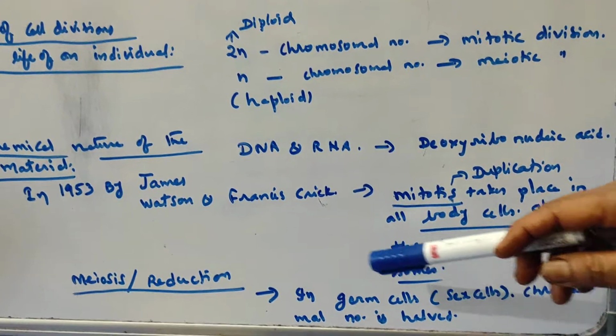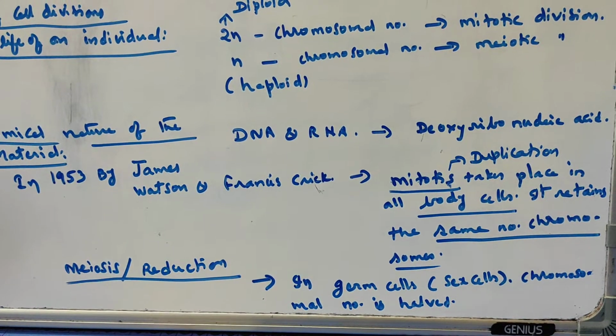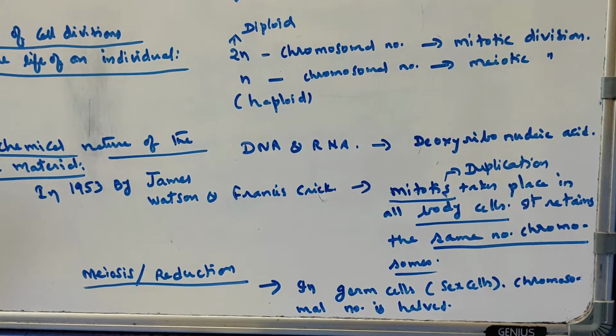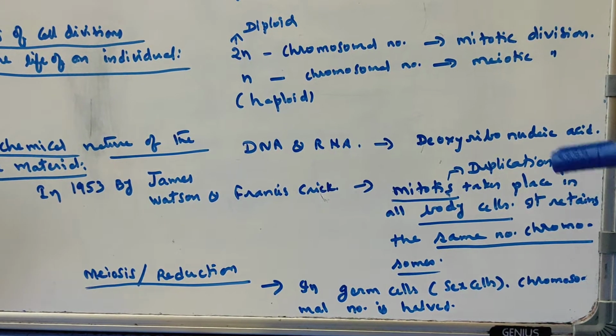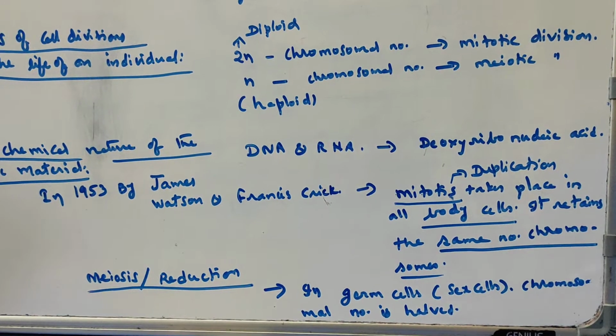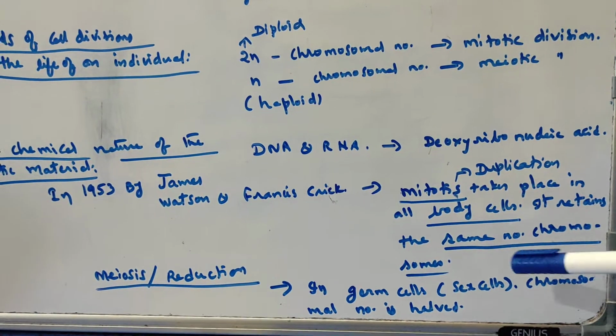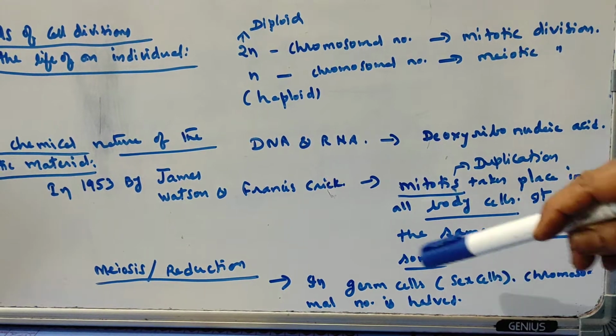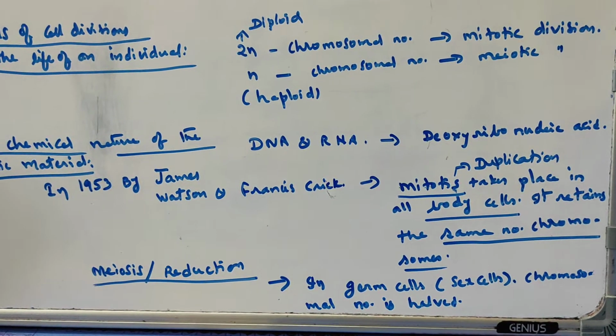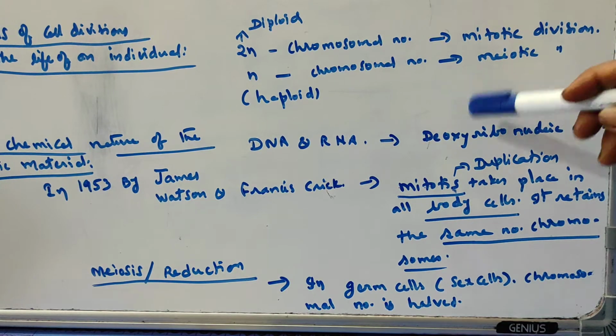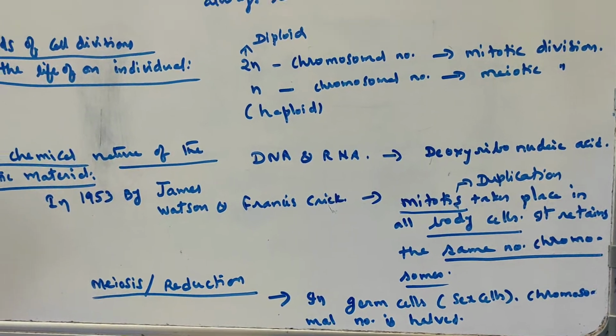So in the germ cells, meiosis should compulsorily take place, because this is sexual reproduction, and after fusion of the male and female, the number of chromosomes will be the same. Like that, in order to continue the race, meiosis is very important. That is nothing but the reduction division. Now let us learn about mitosis first in detail.